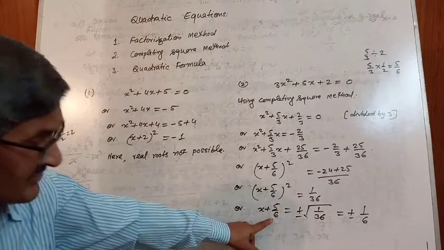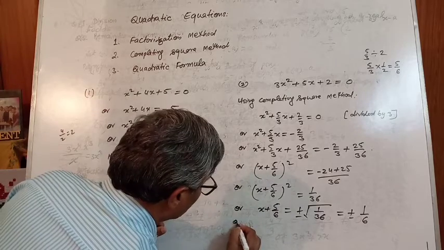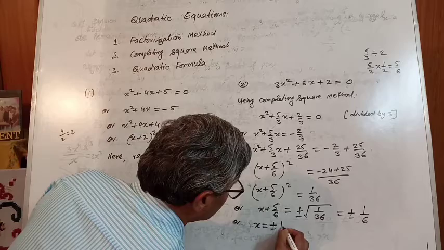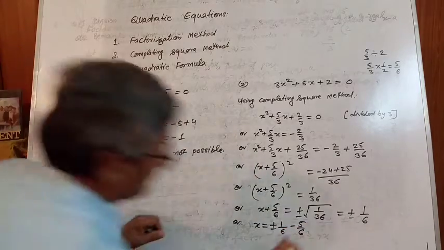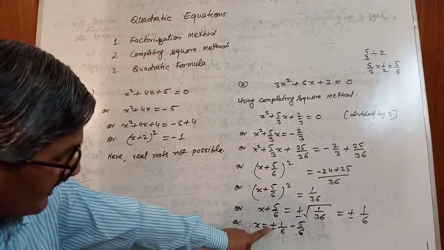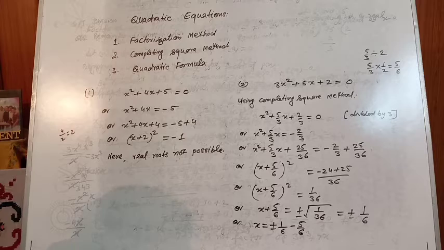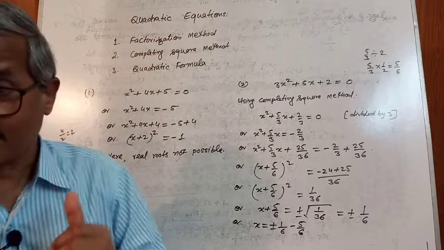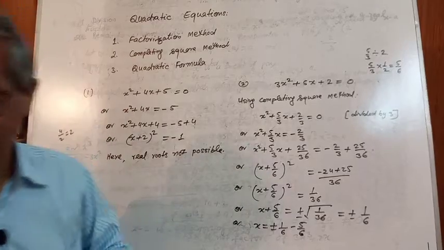Now transpose this number, then we will get the value of x. Or x equal to, transpose this, plus minus 1/6 minus 5/6. So we can take plus and minus both, then we will get two roots. A quadratic equation will give two roots, either repeated root or distinct root. There will be two roots if there are real roots.